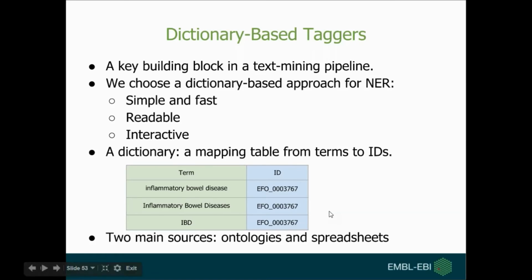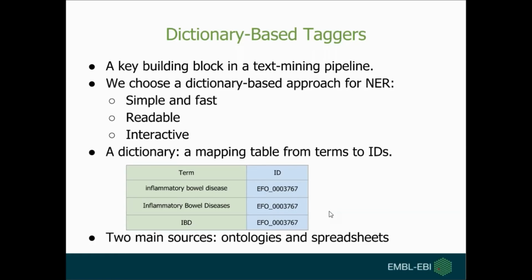For example, the disease inflammatory bowel disease has been mapped to the particular EFO ID 0003767 in this case. We call this a concept. The same concept can be represented in different terms. For example, here, IBD, which is an abbreviation of the disease name, will also be mapped to the same particular ID.